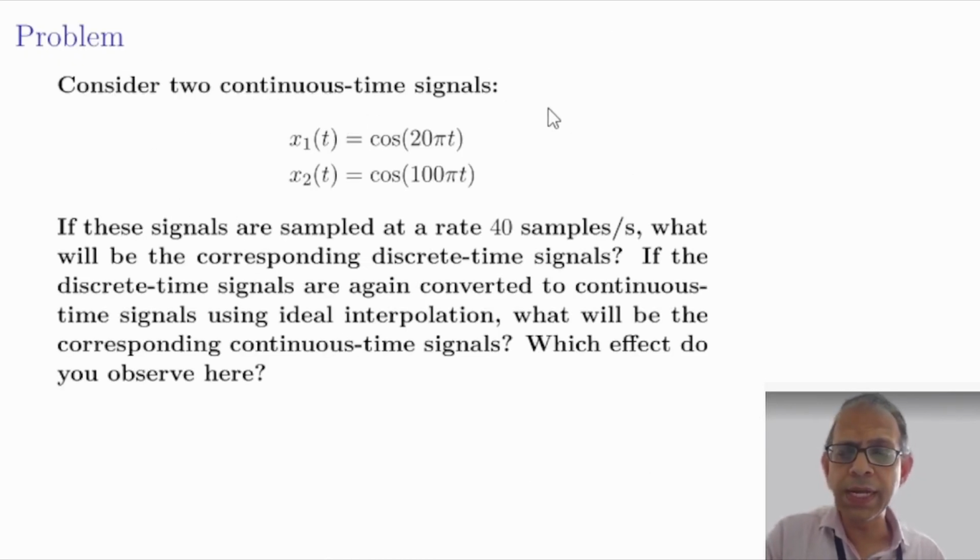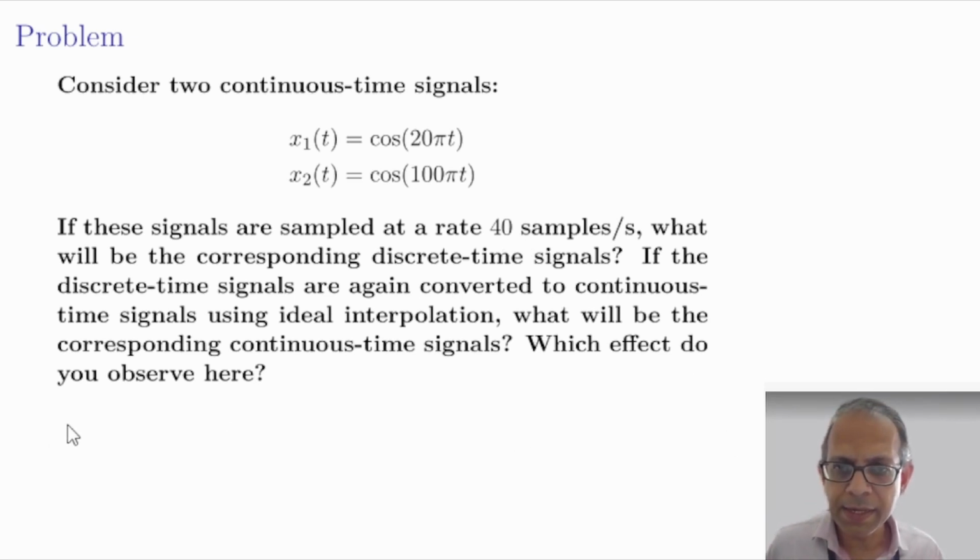Let us now look at the problem. Consider two continuous time signals, x1 of t equal to cos 20 pi t and x2 of t equal to cos 100 pi t. If these signals are sampled at a rate of 40 samples per second, what will be the corresponding discrete time signals? This is the first part of the problem. Let us look at this.